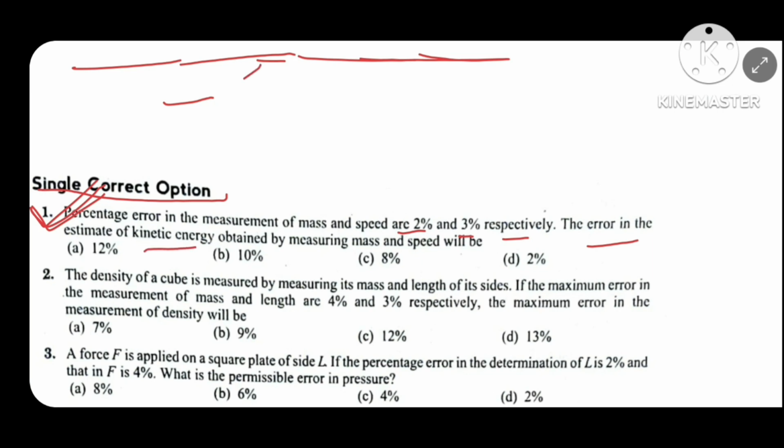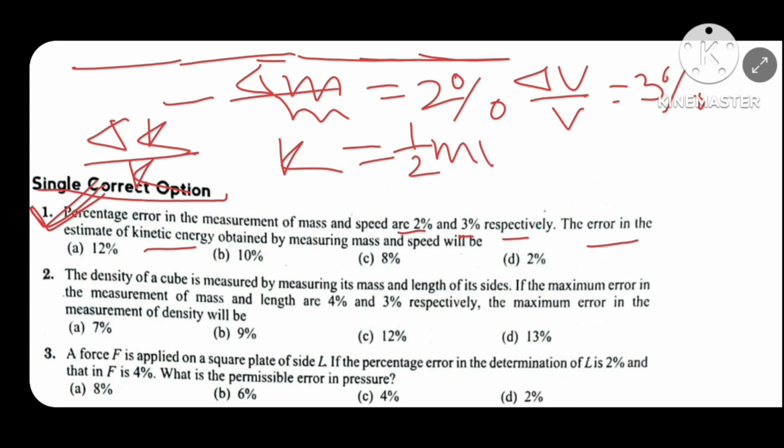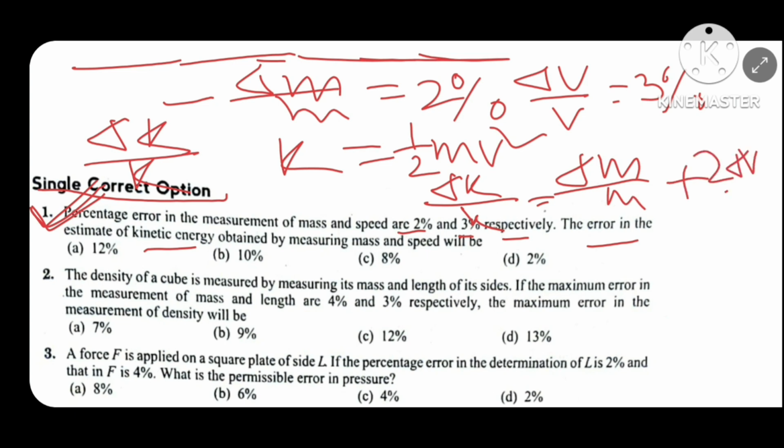Now look at this here, delta m by m equals 2%. Delta v by v equals 3%. Now we have to calculate delta K by K. Now we know K equals half mv square. Therefore delta K by K equals delta m by m plus 2 delta v by v.